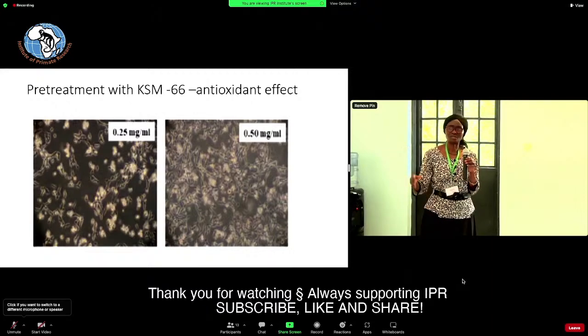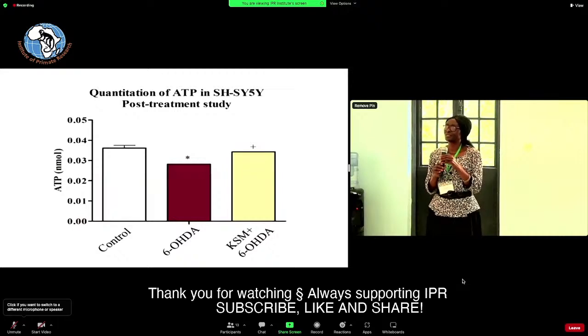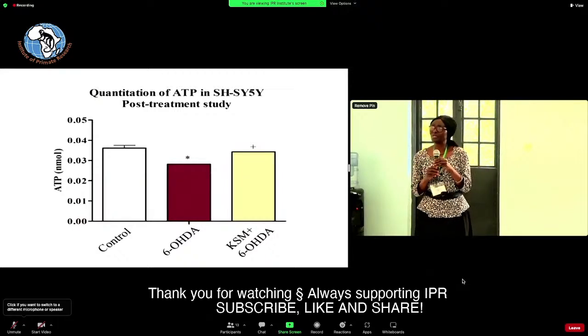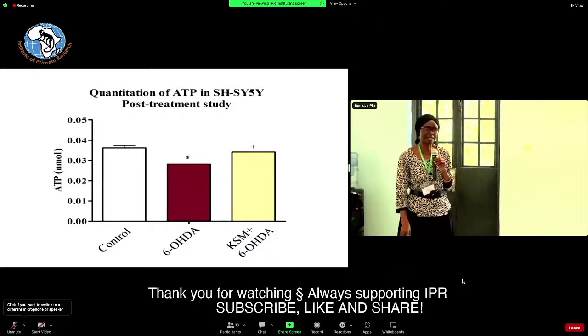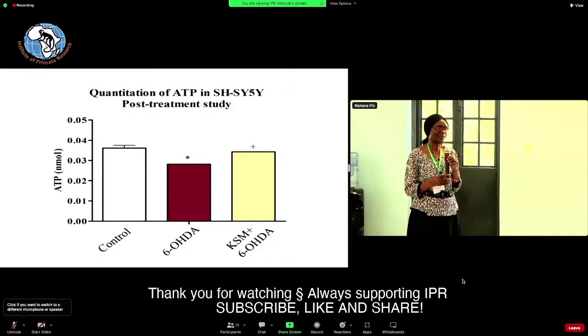And this also has a dose response activity. Next. So this one, they were looking at the levels of ATP in post-treatment. Again, post-treatment in this respect, the cells were first of all treated with 6-hydroxydopamine, and then post-treated with the root extract.